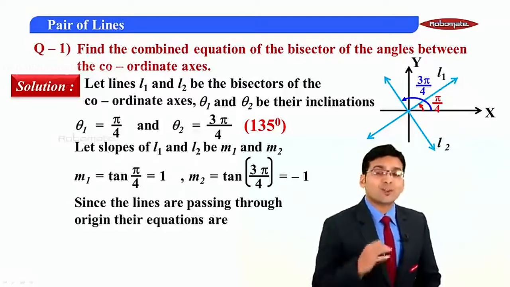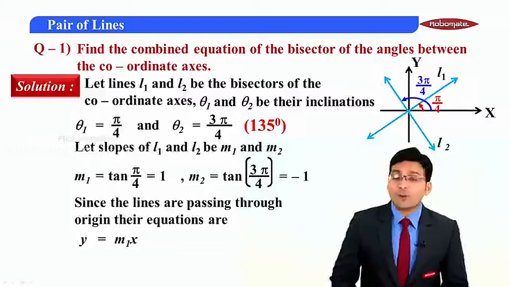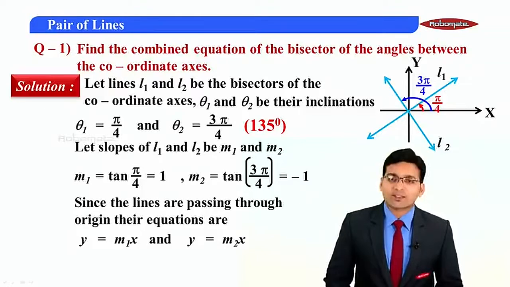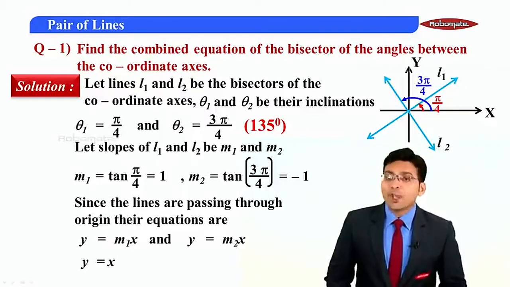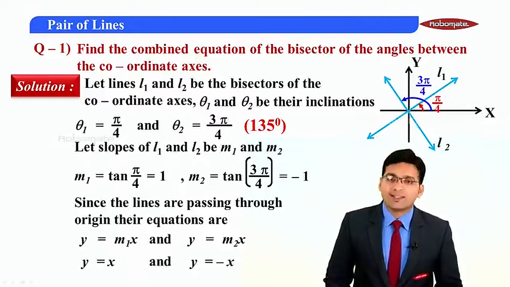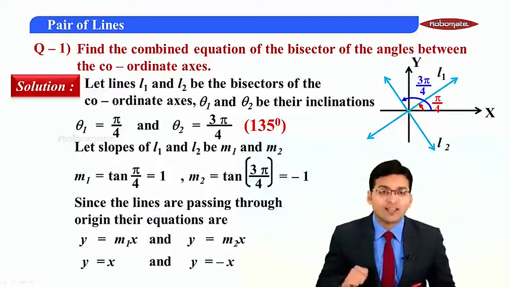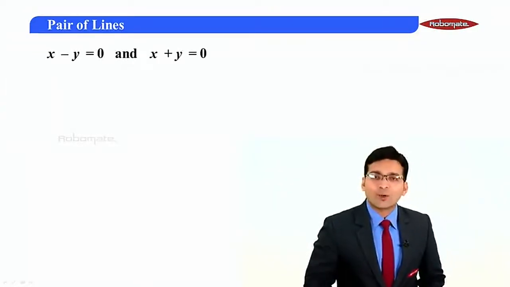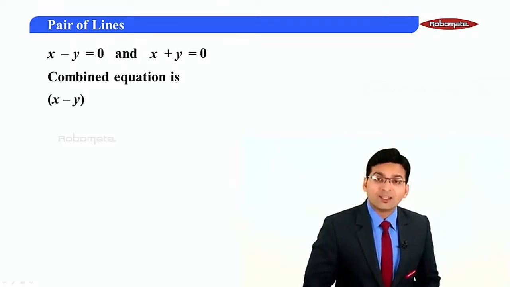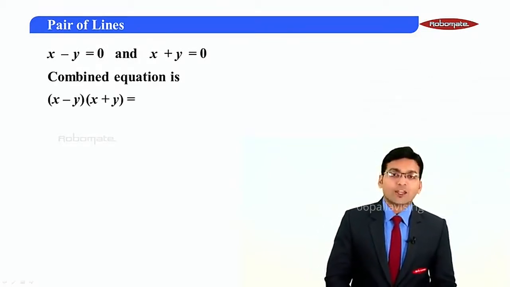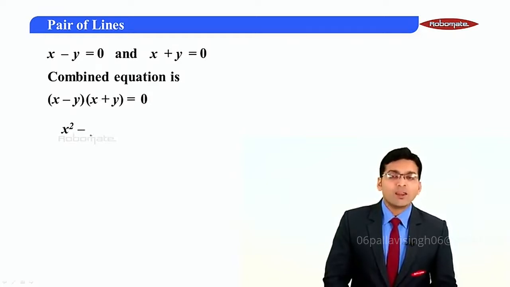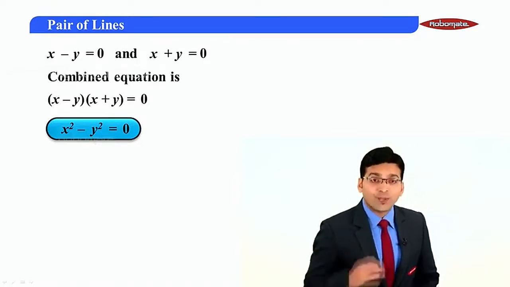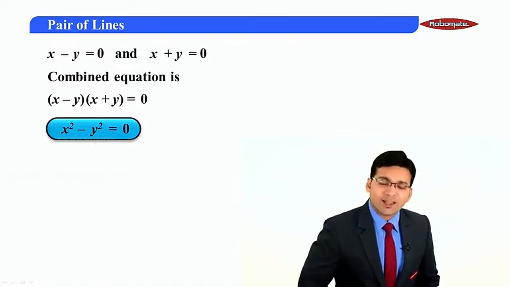Since the lines are passing through the origin, their equations are of the form y equal to mx, that is y equal to m1x and y equal to m2x. And here for this problem they become y equal to x and y equal to minus x. Now once we have equations of lines, we can go for the combined equation, and therefore we say x minus y equal to 0 and x plus y equal to 0. The combined equation is x minus y into x plus y equal to 0. This becomes x square minus y square is equal to 0. So students, here we got the combined equation of lines bisecting the angle between coordinate axes.